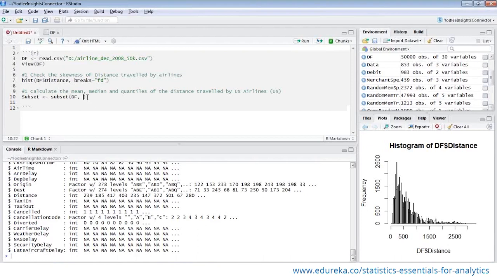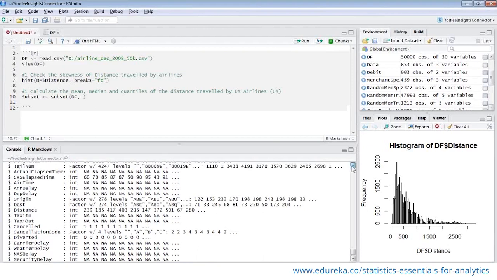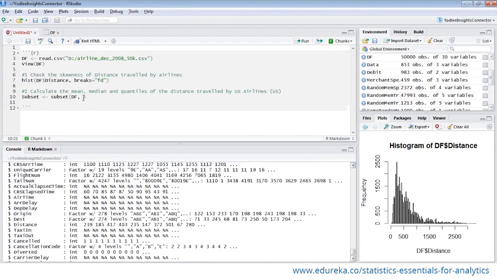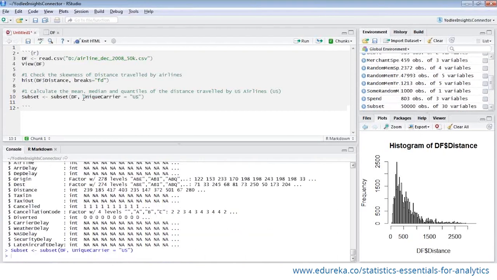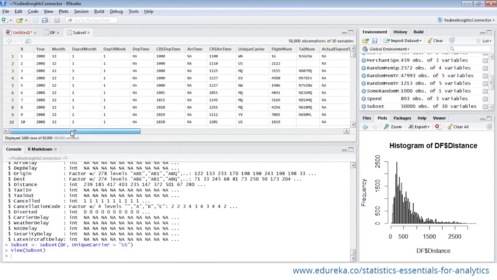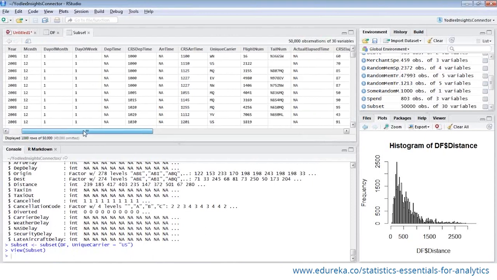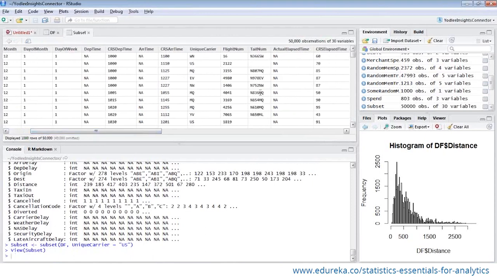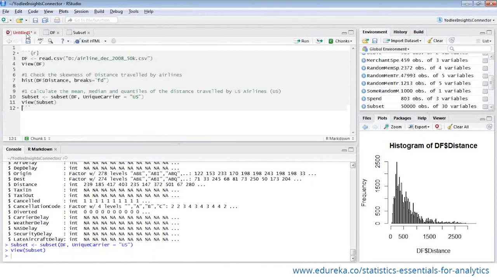So I can say that there is a field called unique carrier, and I can specify that it should be equal to, say, US. That will give me some data which, when you see it, will reflect the carrier. Sorry, let me do it correctly.